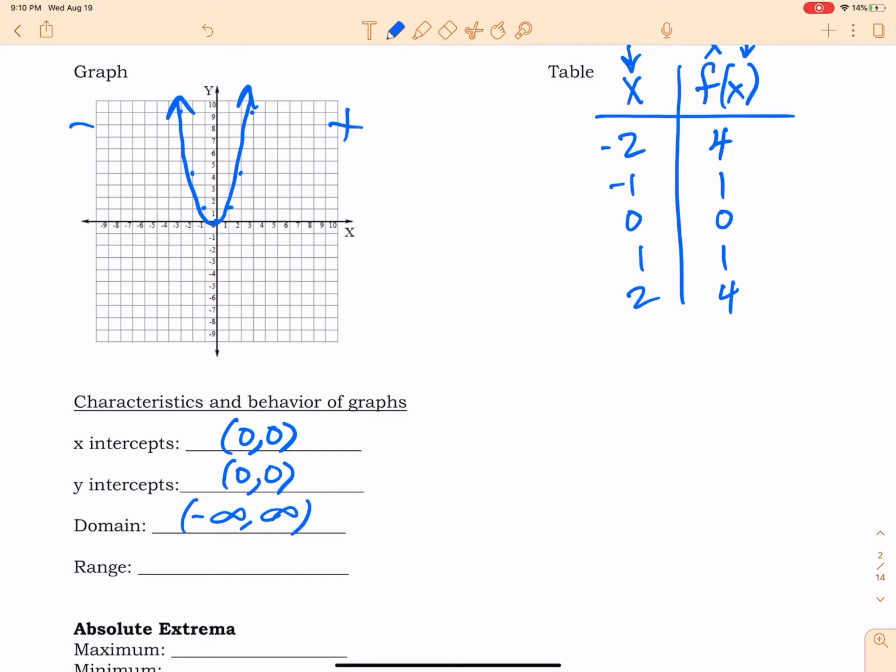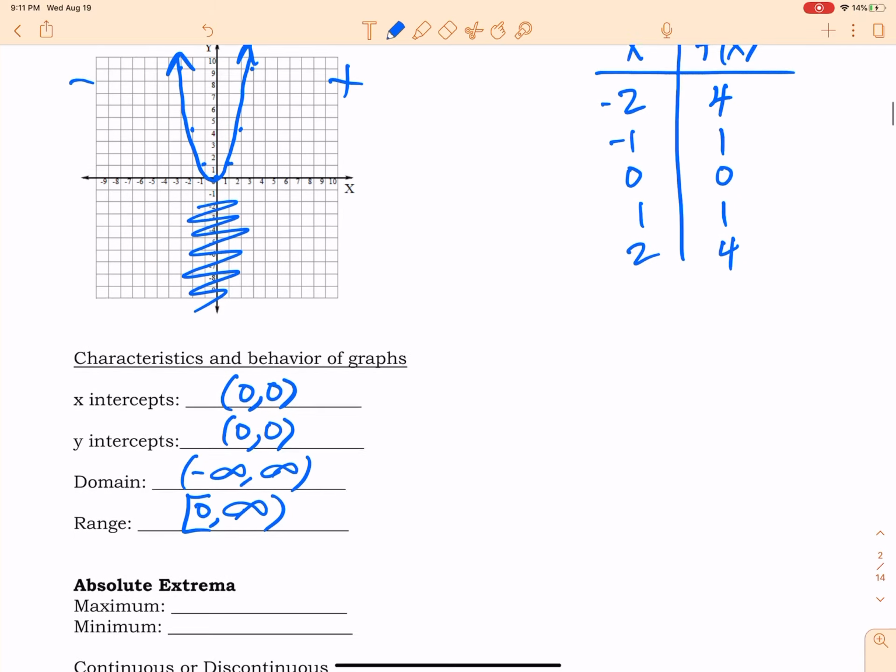And then for the range, notice we are not dealing with any values down here in the negatives. So our range is going to be bracket 0, positive infinity. It's a bracket at 0 because it includes it. So for your domain and range, you have to pay attention to brackets versus parentheses.